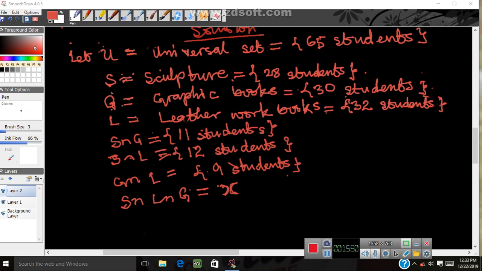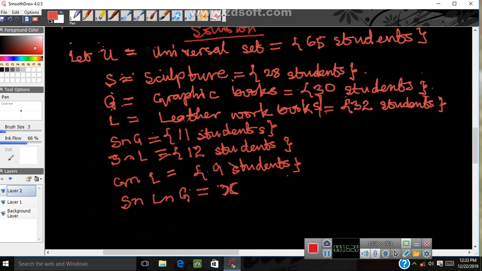Good. Going further, so we have been able to see the major values. Now, S intersection G, that means sculpture and graphics. 11 students had sculpture and graphics. Then we also have 12 students who also have sculpture and leatherworks. That is 12. Then graphics and leatherworks equals 9. Then X equals the number of students who had all the three books. So we are going to look for that number.